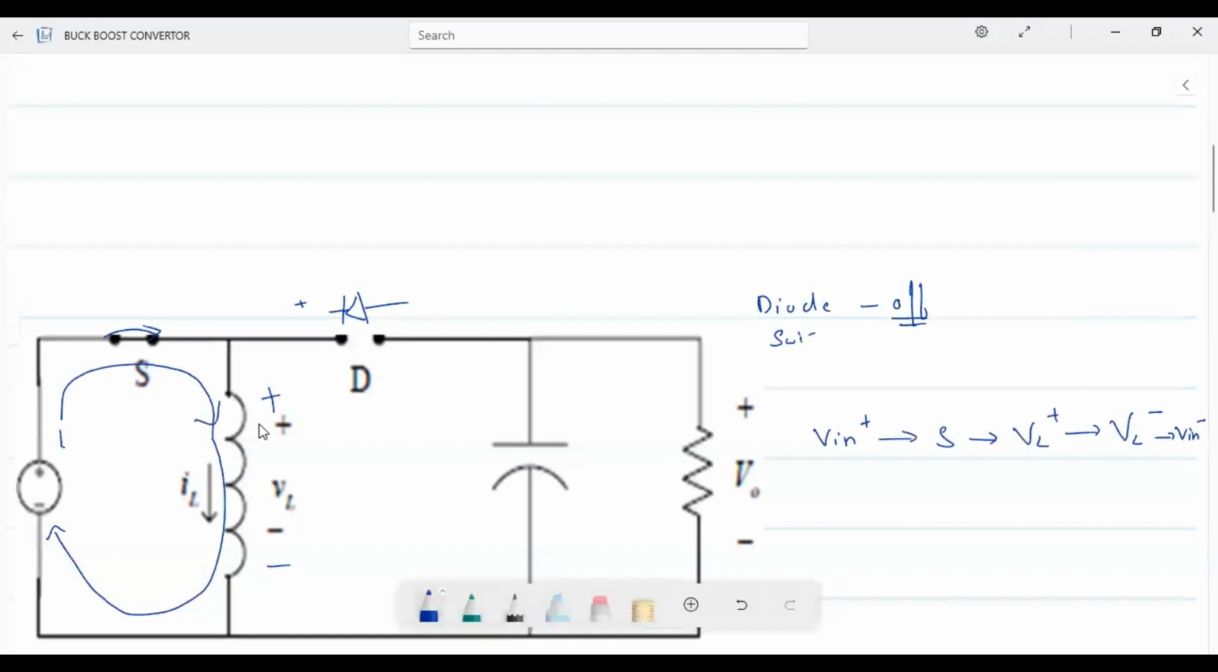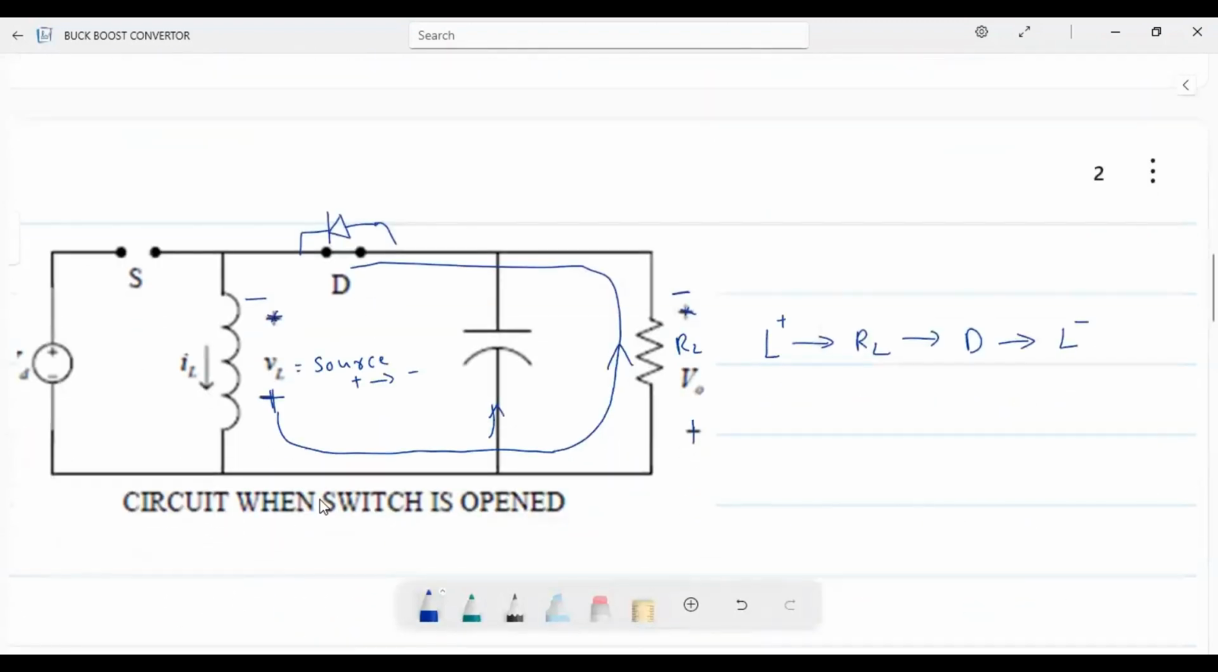And switch is in the on condition. And the inductor is charging. When the switch is open, the inductor polarity has reversed. Switch is off. Inductor has reversed this polarity. That means it is discharging. Whenever it is acting like a source, it will produce the maximum voltage across it. It is in the discharging condition.